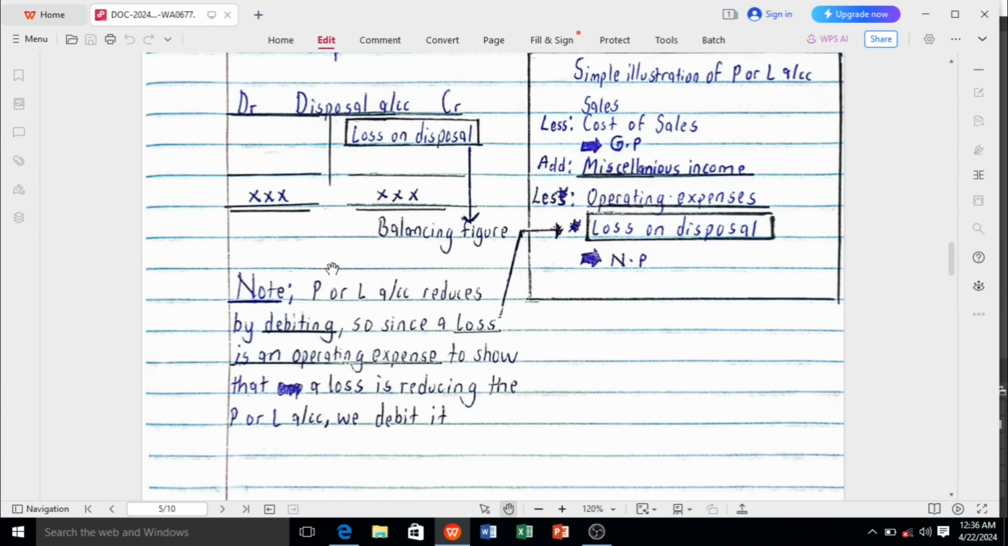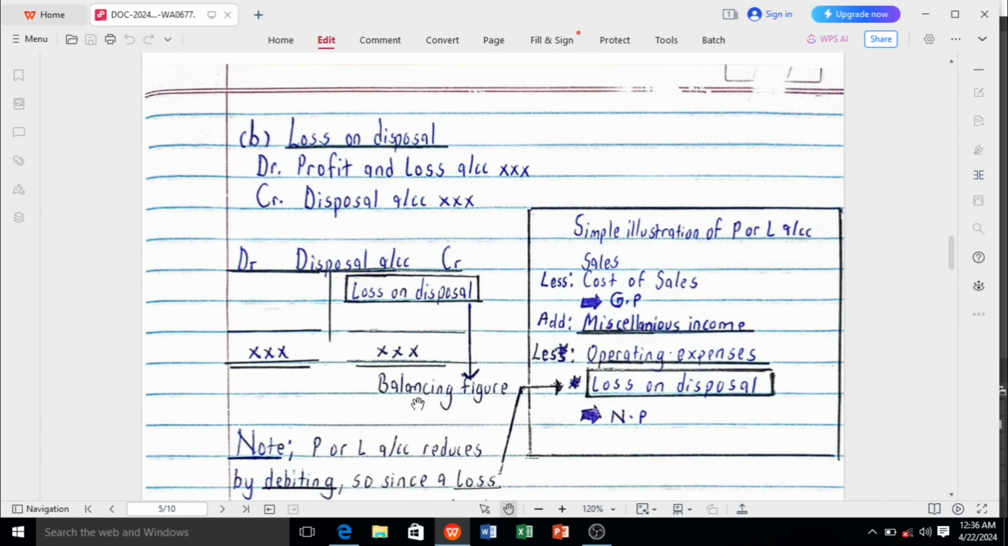I also want you to note here that the POL reduces by debiting. Since a loss is an operating expense, to show that a loss is reducing the POL, we debit it. You can see from these entries, we want to show that it's a loss on disposal, and the only way we can show it, since POL is reducing, is to debit the profit or loss account and then credit the disposal account.